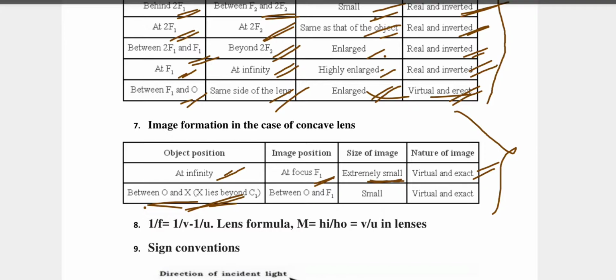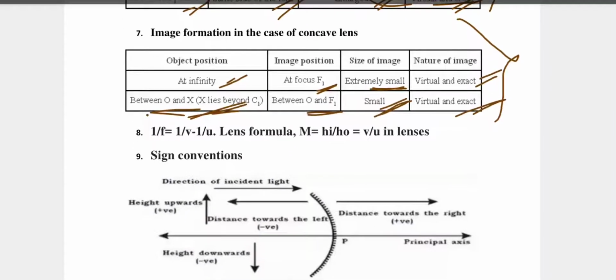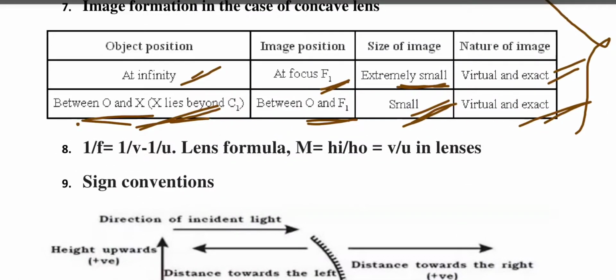So when we place the object anywhere between optical center and infinity, we will get the image between optical center and focus 1. So size of the image will be diminished or small, nature will be virtual and erect. After that we studied about lens formula. So lens formula says 1 by f is equal to 1 by v minus 1 by u.